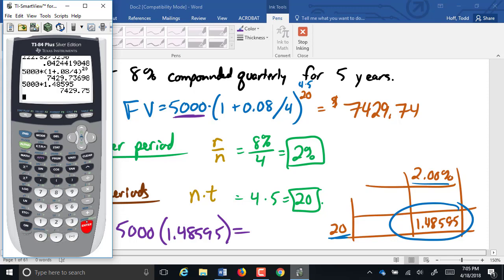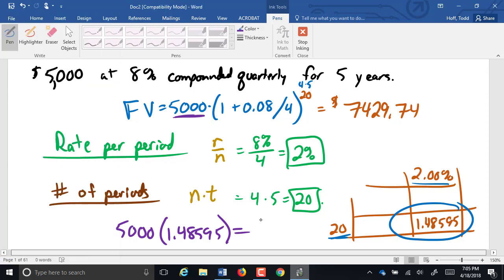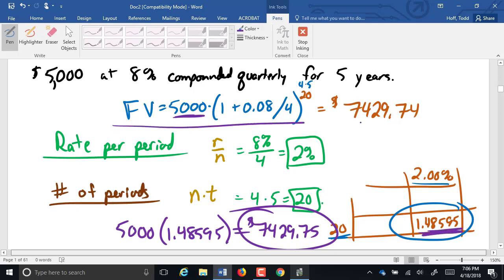And you can see it's slightly different. We get 74,2975. Here we're off by a penny. In many cases, we'll be off by several pennies because this factor only goes to 5 decimal places. This formula is exact. This is the exact amount. This is always going to be rounded by the number of decimal places in this factor. Does that make sense?